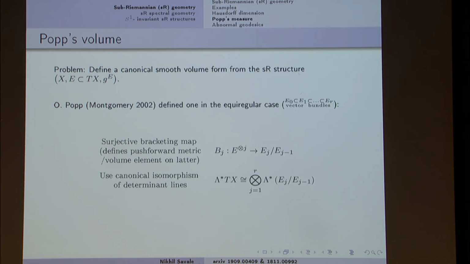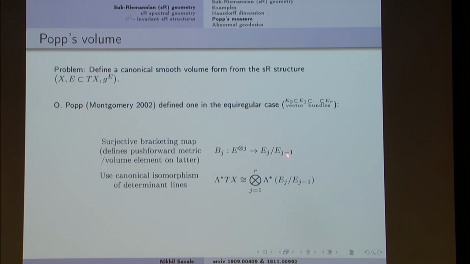However, in the equiregular case, when this canonical flag is a flag of vector bundles, there is a beautiful answer to this problem, which was given by Octavian Popp, who unfortunately left math soon after graduation, but never published this construction. It appeared later in Montgomery's book. The construction goes like this: you have your sub-bundle, and you have the bracketing map. If E1, E2, ..., Ej is a tuple of vectors in your sub-bundle, you can define vector field extensions and take brackets the obvious way. You land in the span of the jth brackets.